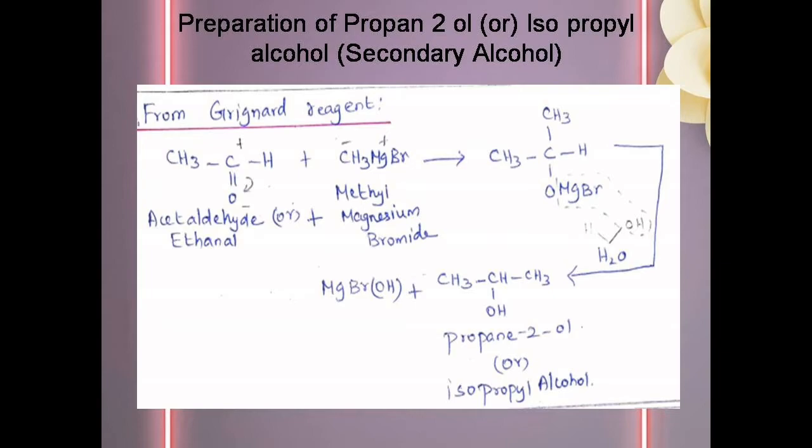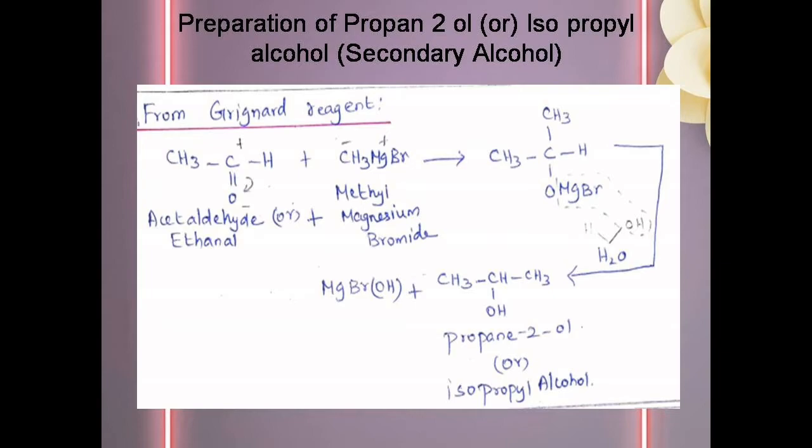Second preparation, from the Grignard reagent, for propane-2-ol. We are going to add acetaldehyde. Acetaldehyde formula CH3CHO, and along with that methyl magnesium bromide. As usual, we write the positive and negative in the respective places, and positive goes to negative, negative goes to positive, so that we get one complex compound.